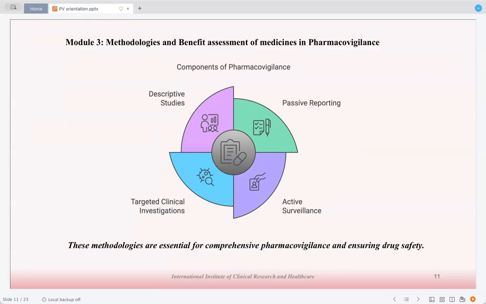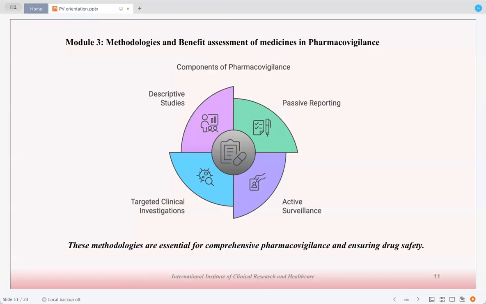So what do spontaneous reports mean? Voluntary submission of adverse event reports by the healthcare professionals, the patients, or the manufacturers. So spontaneous reports help to identify new or rare adverse drug reactions. But in some cases, the healthcare professionals or the patients will not report these adverse reactions. So in that case, it may suffer due to underreporting.